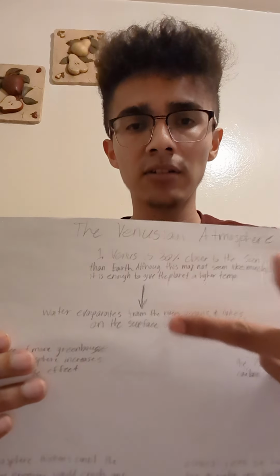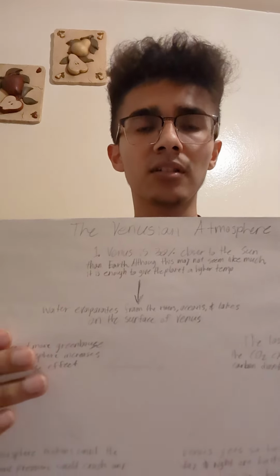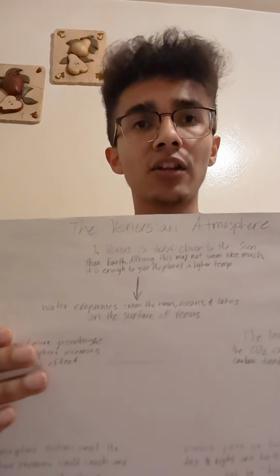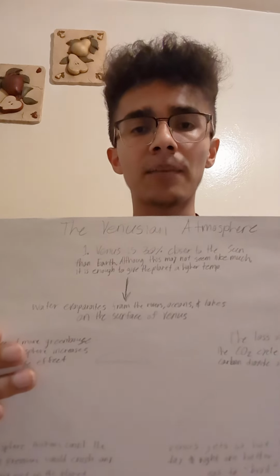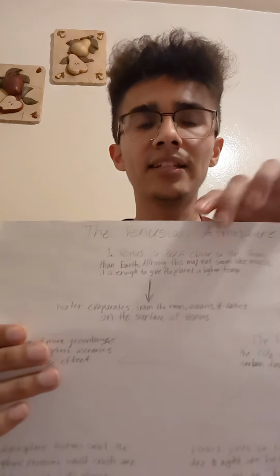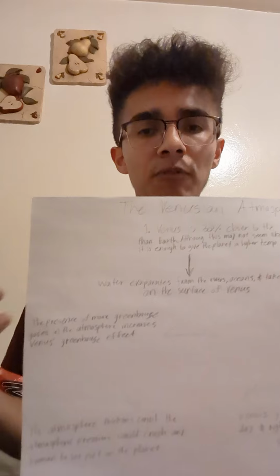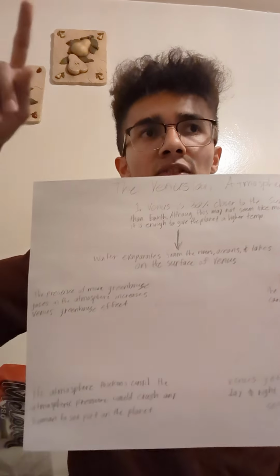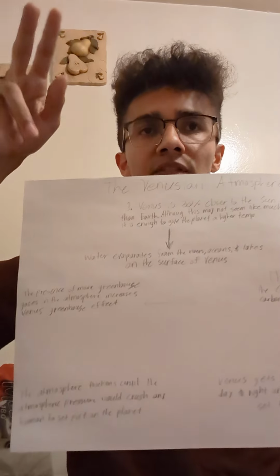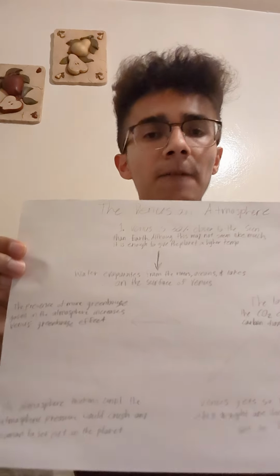The second one right here says that because it's so close to the sun, 30% closer, all the water from the lakes, the oceans, it all evaporates from Venus's surface. And this leads to two very bad consequences. One of them being that with no water, the CO2 cycle that takes the CO2 out of the atmosphere and back into the ground is broken, because water is an integral part of it.